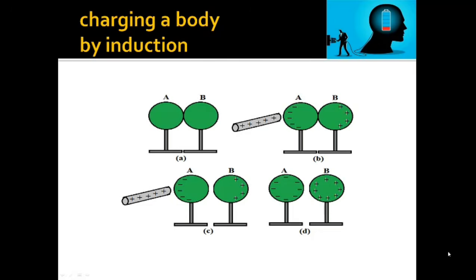Now, without contact, as that rod is still there, separate the two, A and B. What happens? A will now contain only negative charges inside it, and B will contain only positive charges inside it. So by mere induction, you have generated two charged bodies. One is negatively charged and the other one is positively charged. This is called the process of induction.